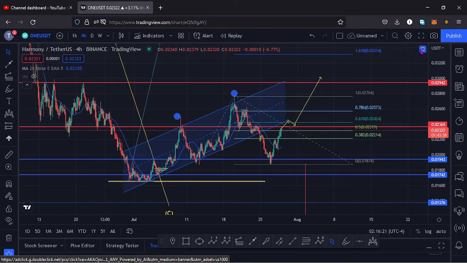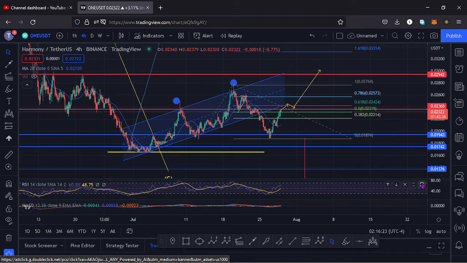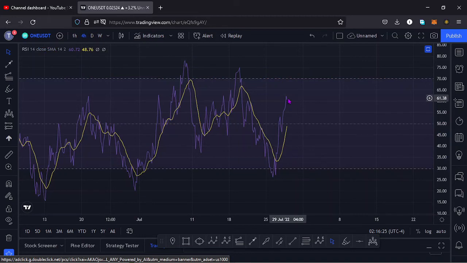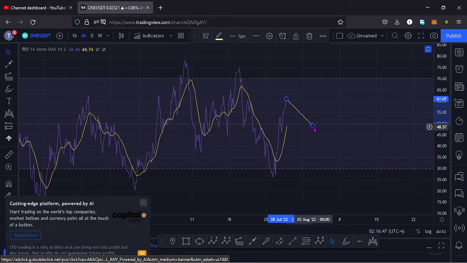If I also take a look at the indicators to see whether these moves can be supported, on the RSI we are trading at around the 61 mark. That means we have massive room to continue pushing to the upper side before we get into the overbought region. And if we also get rejected at that key area of resistance and we start breaking to the lower side, that move here on the RSI will also be supported.